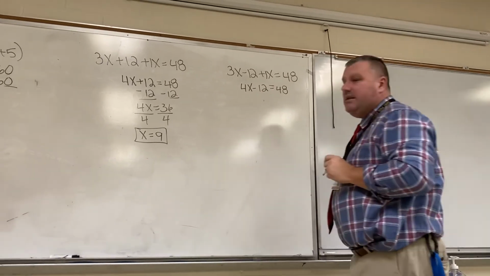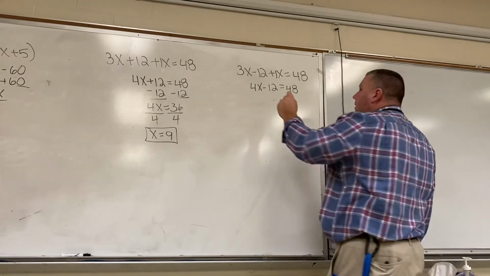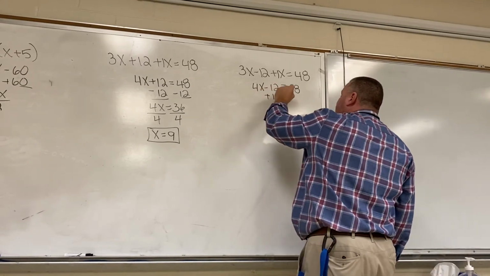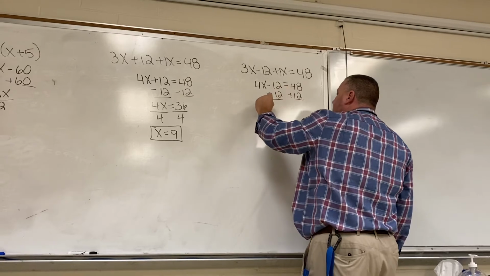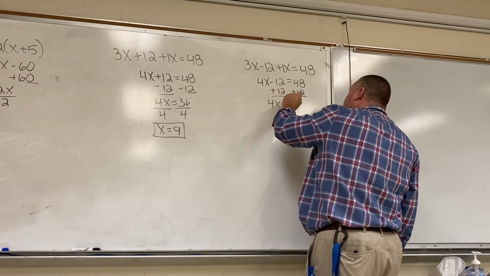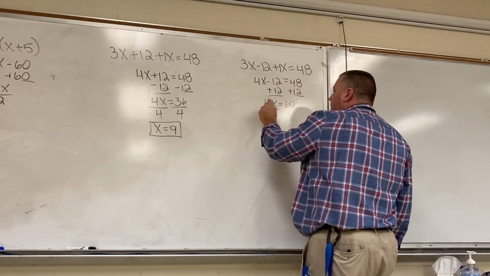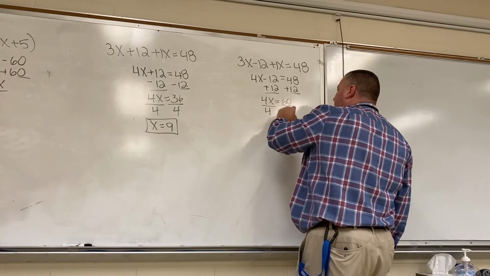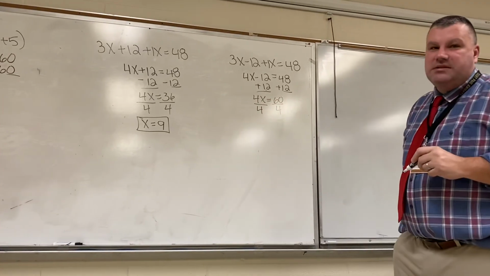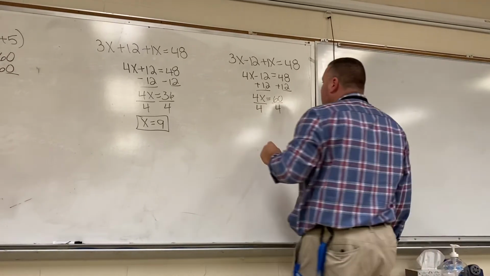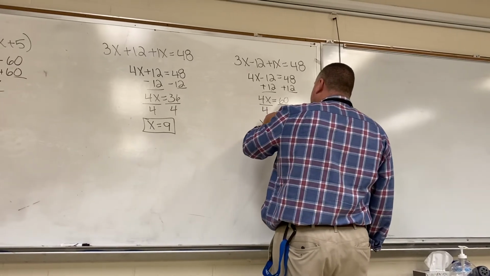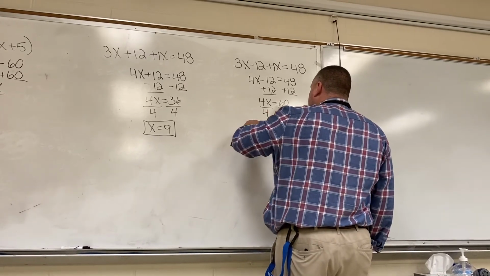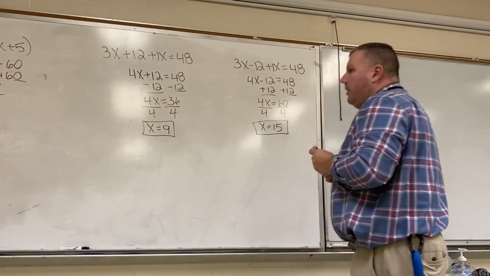Okay, and again, we need to get the 4x by itself. So I'm going to add 12 to both sides. So 4x is equal to 60. We want to get the x by itself. The opposite of multiplying by 4 is dividing by 4. Okay, x is equal to 15. And we would go through and we would check our work.